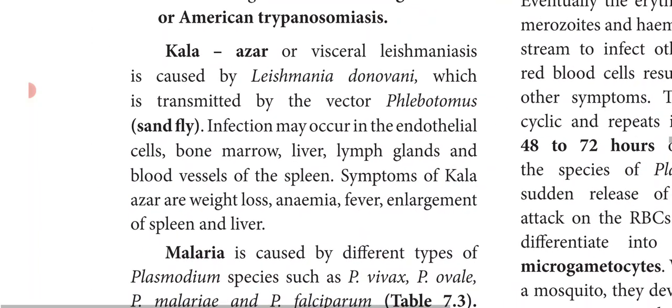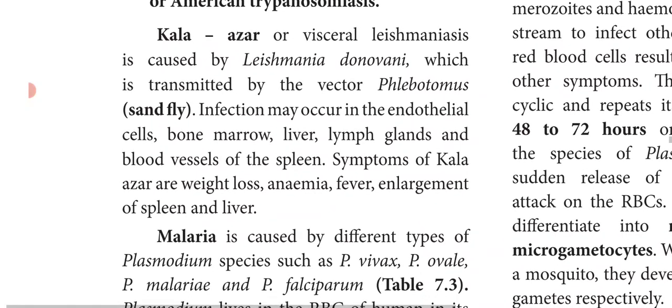Next is Kala Azar. It is otherwise called visceral leishmaniasis. This disease is caused by Leishmania donovani. The parasite which causes Kala Azar is Leishmania donovani, which is transmitted by the vector Phlebotomus, that is the sandfly. Infection may occur in the endothelial cells. Mainly the infection occurs in the endothelial cells, bone marrow, liver, lymph glands and blood vessels of the spleen.